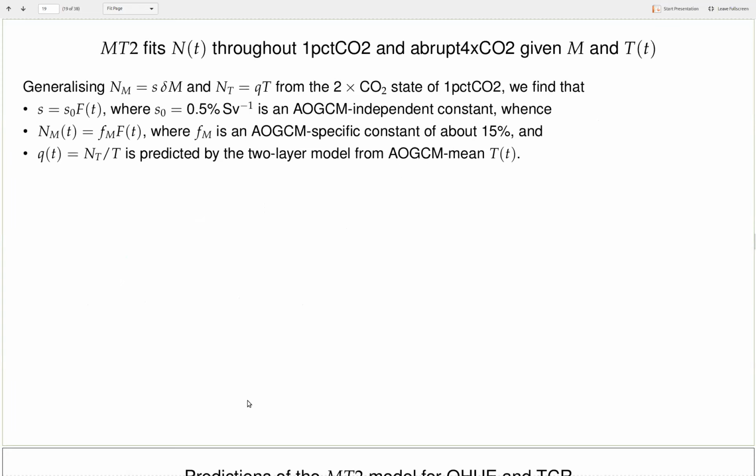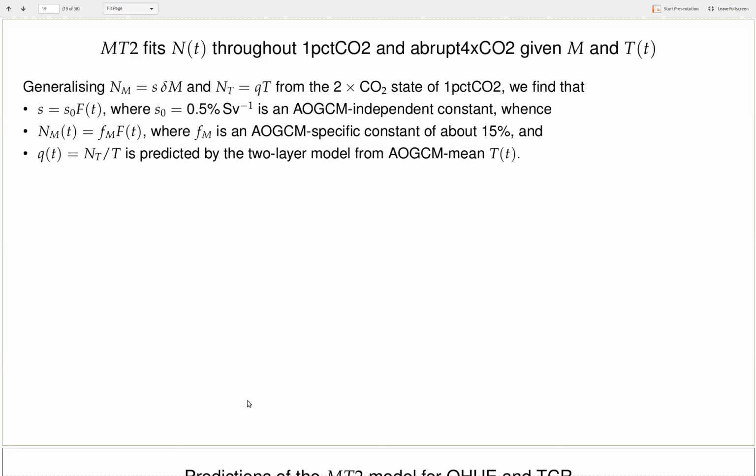Okay, so I shall probably have to skip to the end now, but I can just tell you the generalization of MT2. As I said, I was just talking about the doubled CO2 state in 1% CO2 up to now, but of course, we want to know, does this work more generally? So we've also tested it for all times in 1% CO2 and also for abrupt 4xCO2. And the generalization is that the NM term has the form of a universal constant times the forcing, where the constant is about 0.5% per Sverdrup. So a certain amount of the forcing is removed from the surface by this term, and the amount of it depends on how strong the control AMOC is.